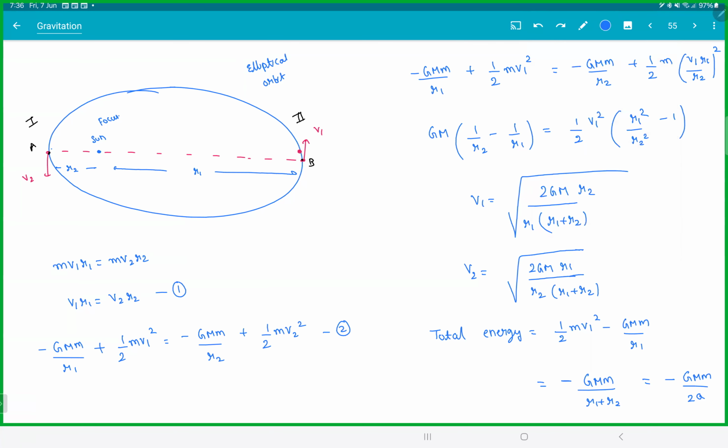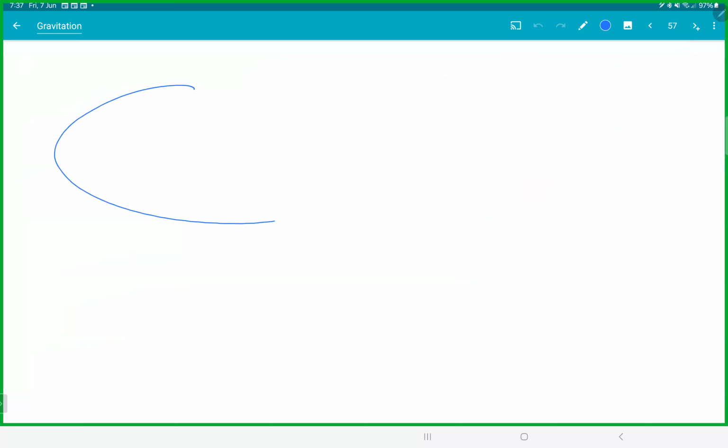We did this in circular motion. How to find the radius of curvature? Try, take a minute. Luckily, A and B will have the same radius of curvature by symmetry. 2R1R2 by R1 plus R2. Maybe that looks right. GM will not come in the radius of curvature. The dimensions are not matching. Yeah, radius of curvature. This is what we do.